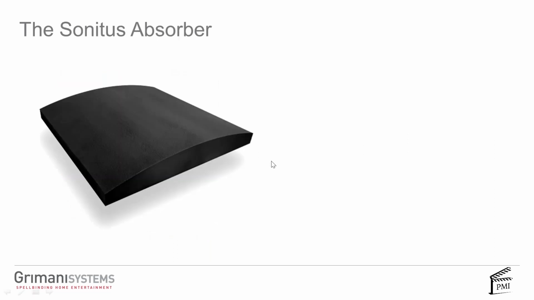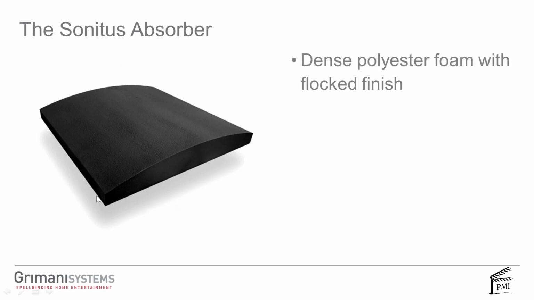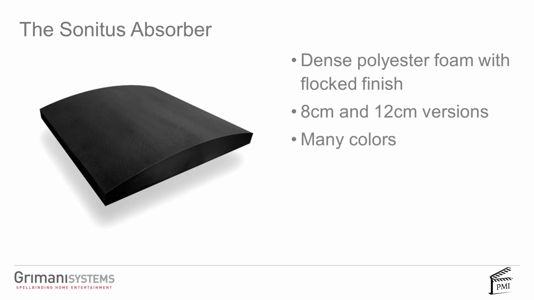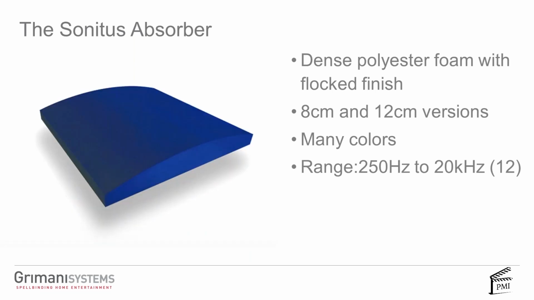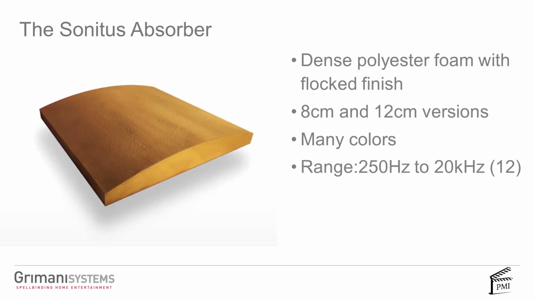All right. Other materials we make are in the line called Sonatus. This is what we call the Leviter, by the way. It's a dense polyester foam with a flocked finish. It comes in 2 varieties, 8 centimeters and 12 centimeters, which is about 3.5 inches and about 5 inches. It comes in many different colors, and it works from 250 hertz to 12 kilohertz for the 12-centimeter version. It comes in black, white, gray, blue, red, and yellow.